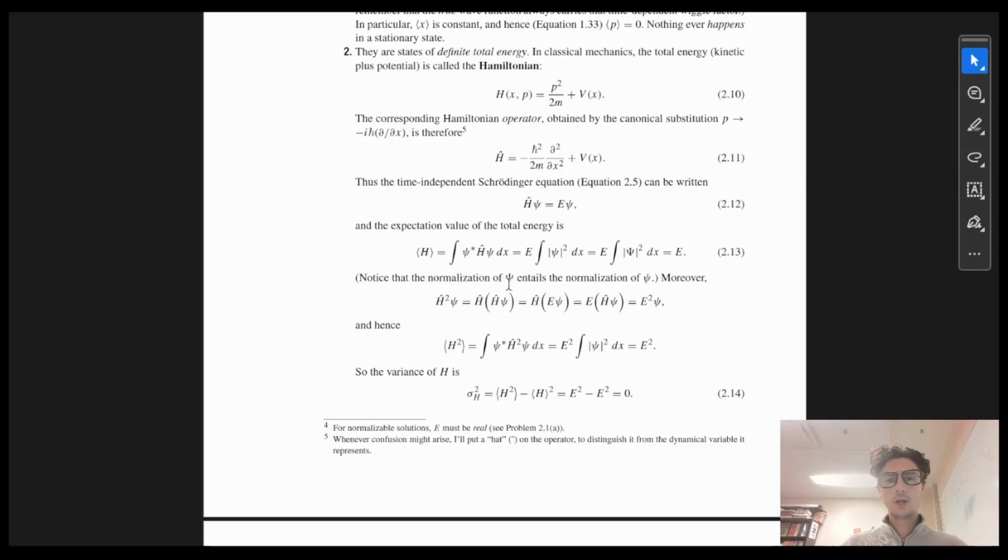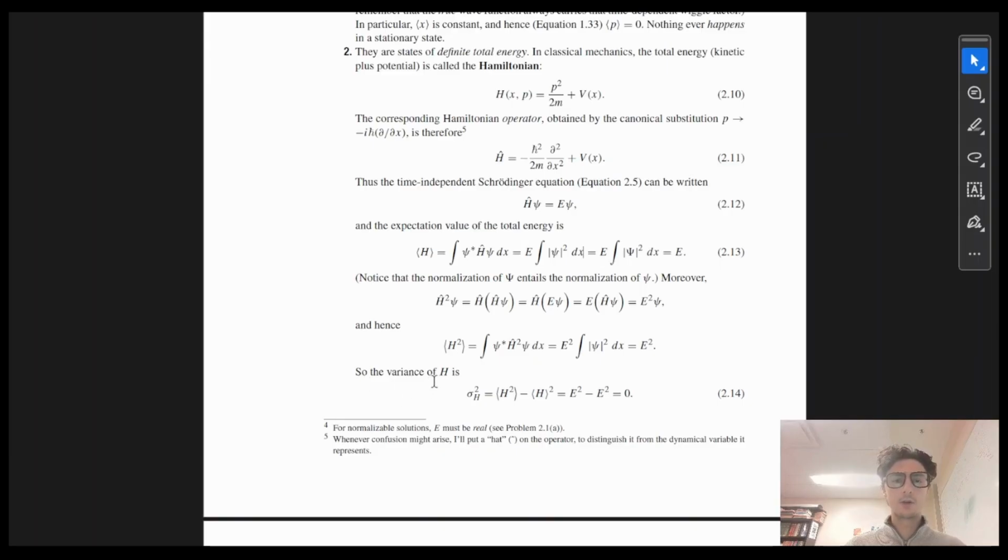Notice that the normalization of psi entails the normalization of little psi. Moreover, the Hamiltonian squared operator acting on little psi is equal to H then acting on E times psi, and you can pull the E outside because it's a constant. The operator acts on the psi only, and then you get E squared. So this line summarizes what's on the previous line. The expectation value of the Hamiltonian operator squared is equal to the energy squared. Same kind of procedure as in this line here. Why are they telling us this?